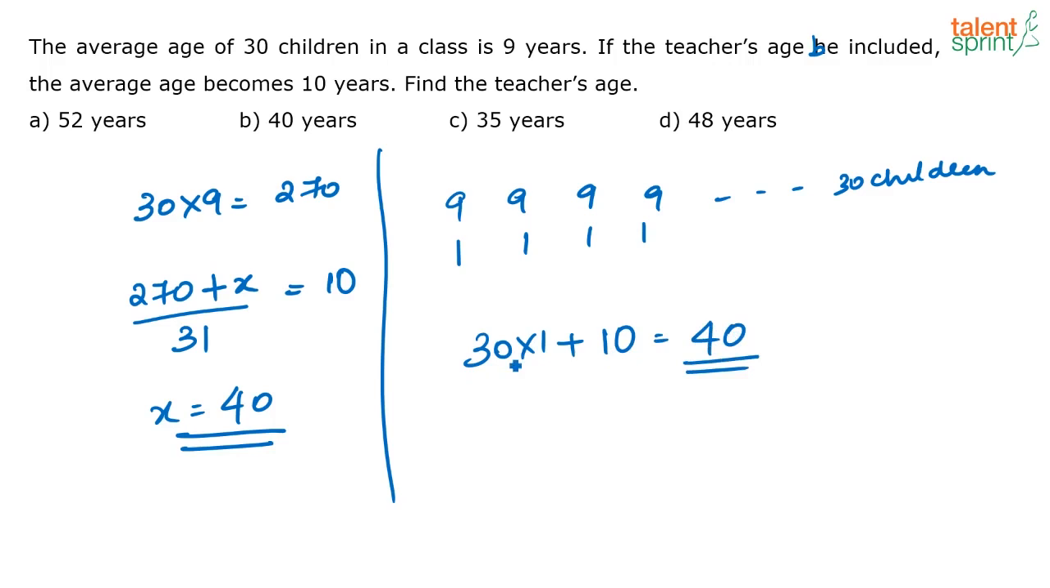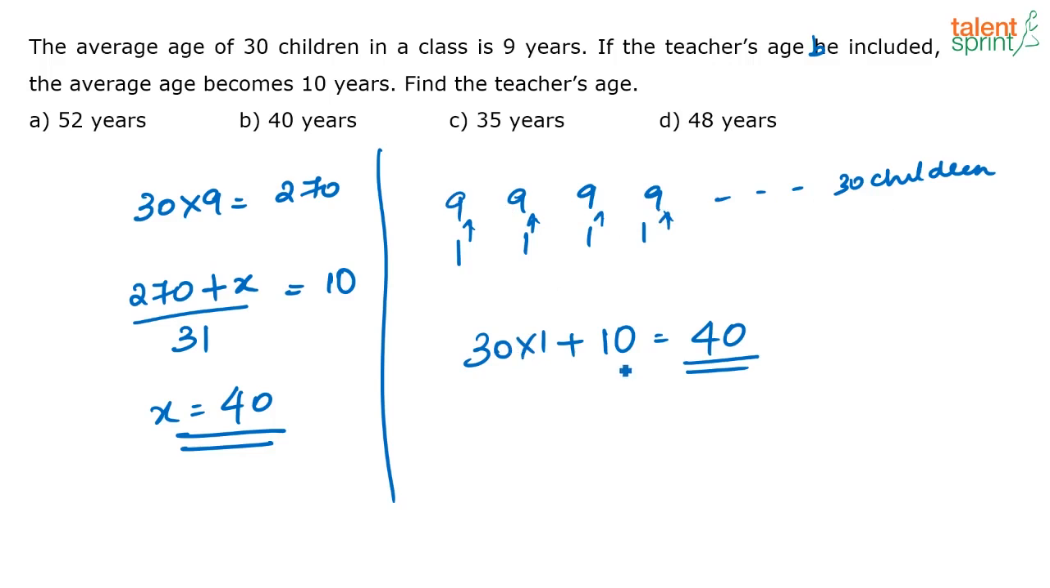See, how am I getting this? When you look at the teacher's age, she is actually 40 years old. Out of this 40 years, what is the teacher doing? From her age, one year each goes to these 30 students whose average age earlier was 9 years. That's how their average is now becoming 10.